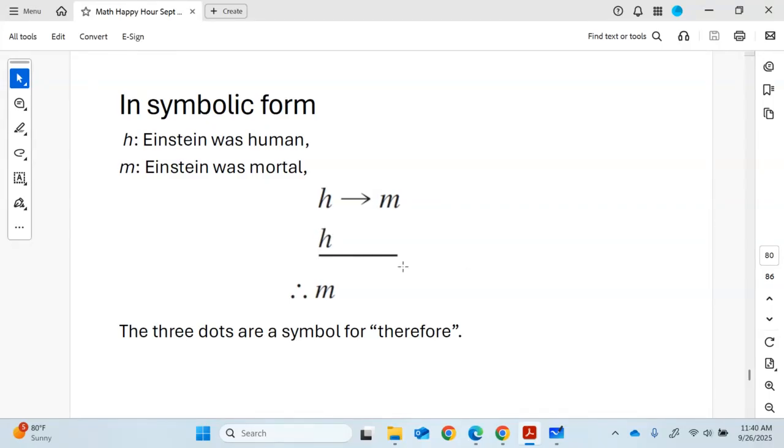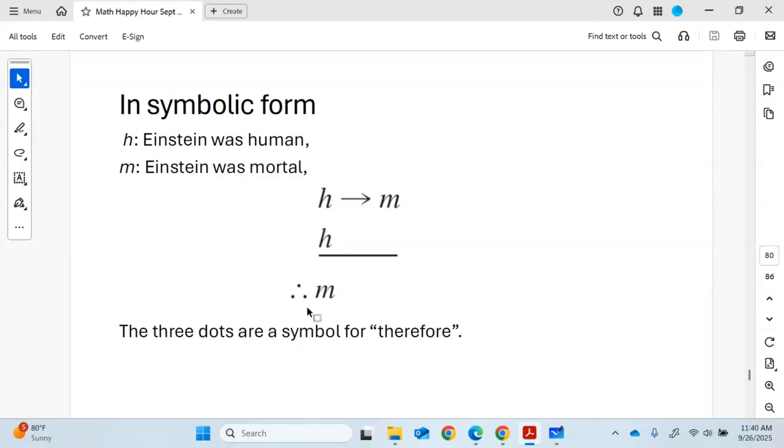And notice that this line on the bottom is to emphasize the last part, that here comes the conclusion. So the conclusion is going to be M. Notice that in symbolic form, we use these three dots in a triangle shape, and not just for logic, but in general, whenever we do proofs, we always use those three dots to put our conclusion at the very end.